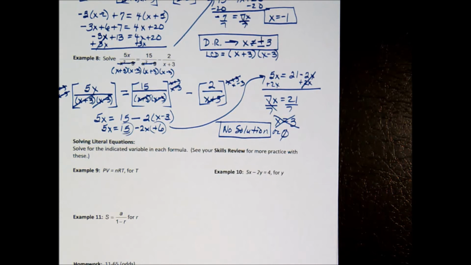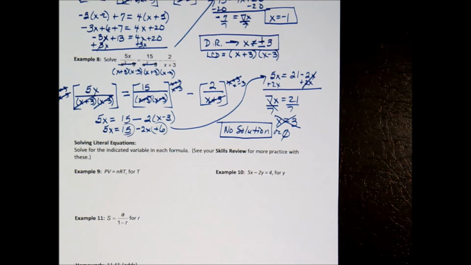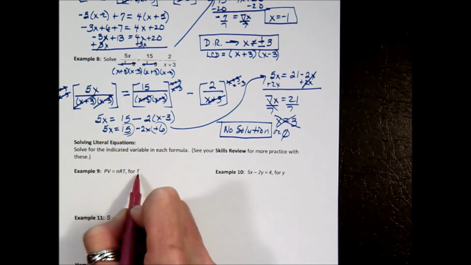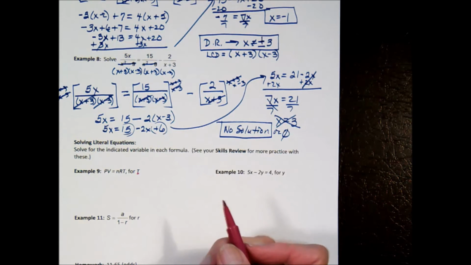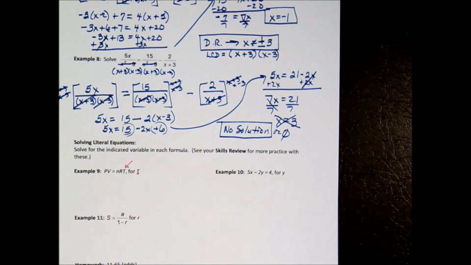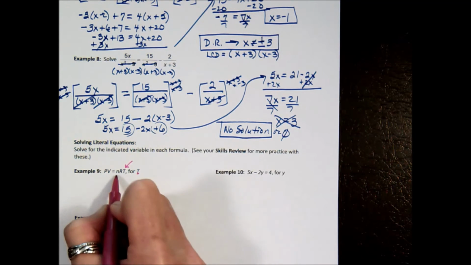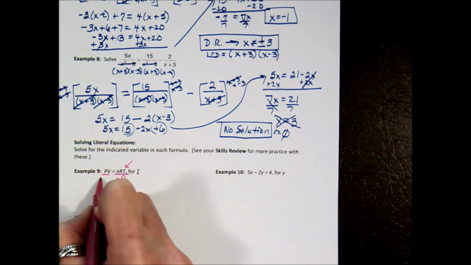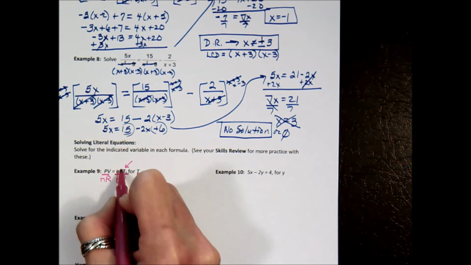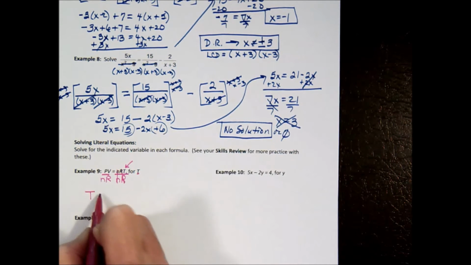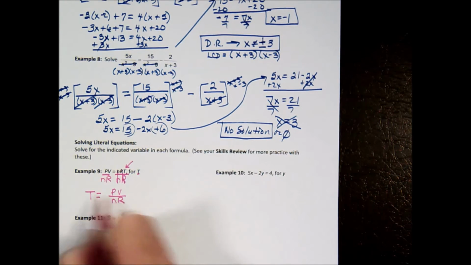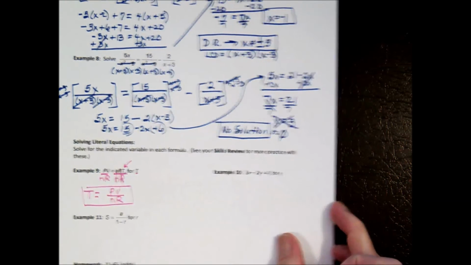All right, let's look at the bottom of the page where we are solving literal equations. Again, this is review. We're going to solve for the indicated variable. So in PV equals nRT, we want to solve for T. This is a very easy one. There is the indicated variable or the specified variable. So I'm going to divide by nR because that variable had been multiplied by nR. Those make ones, and I end up with T equals PV over nR. That was a very simple one.